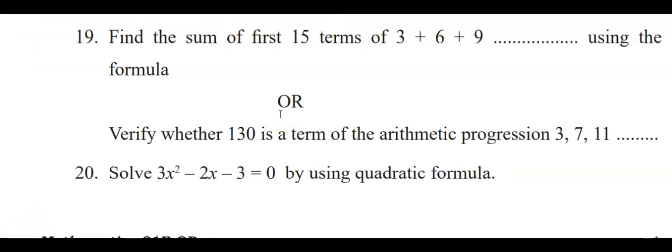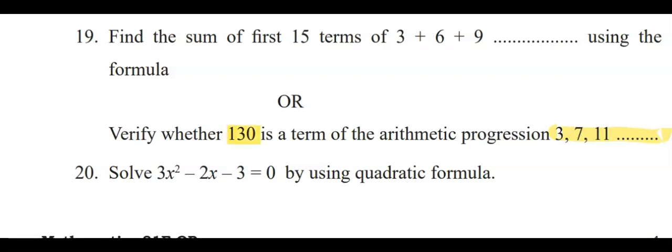Verify whether 130 is a term of the arithmetic progression 3, 7, 11 and so on. Here the question is very simple. You have to verify. Can you see this sequence? 3, 7, 11. In this, after 3, 7 is coming. After 7, 11 is coming. And after 11, one more term will come. After that, one more term will come. Am I right? In the same way, do you get 130 in this series?